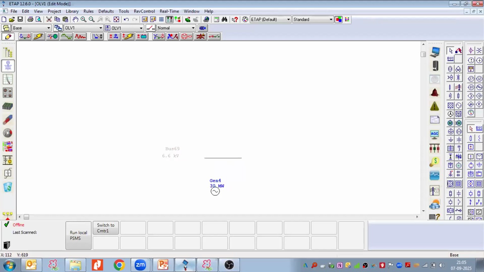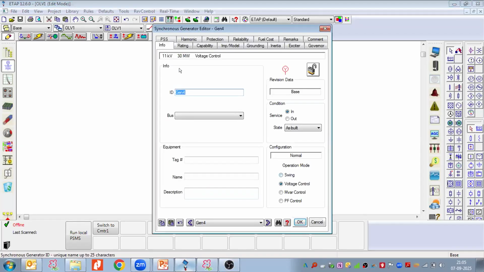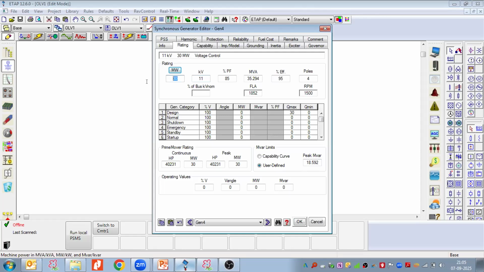And here we have the bus. The bus we have already modeled. So let us model this generator, and let us see how to model this.